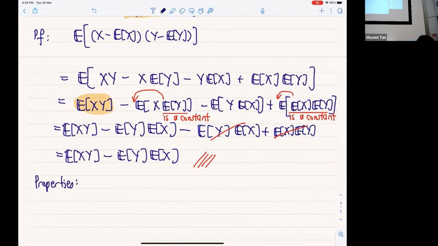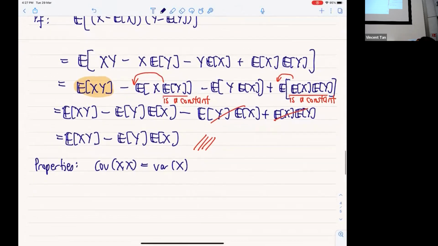Properties. Now, the covariance is obviously related to the variance. Suppose we have the covariance of x and x. The claim is that this is the variance of x. This can be verified by the formula itself. Let me just do a small verification here.